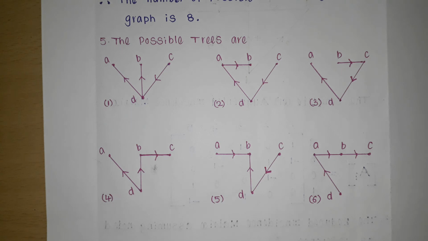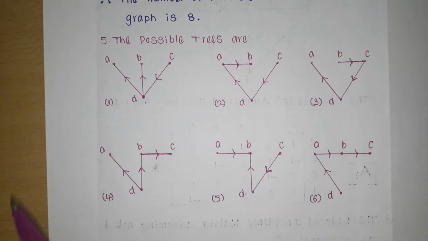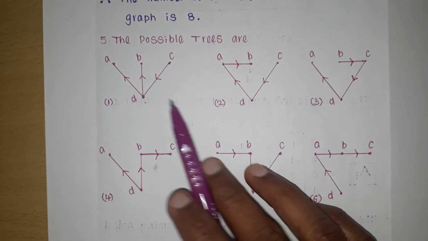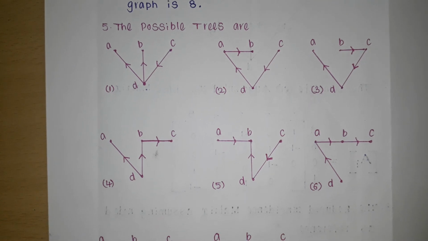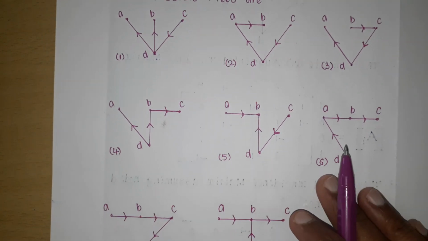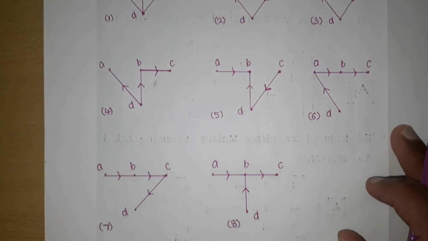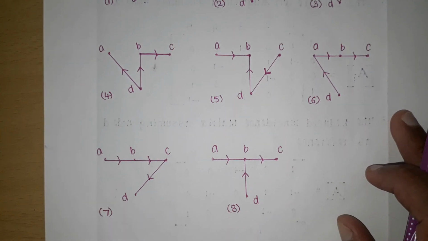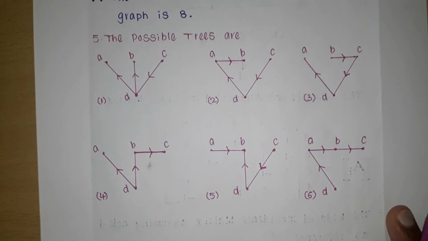Here a tree means there should be a path from one node to any other node, and there is no closed path. So it is a tree. There are many trees here. The number of possible trees is 8: 1, 2, 3, 4, 5, 6, 7 and 8. So these are all the possible trees for the graph.